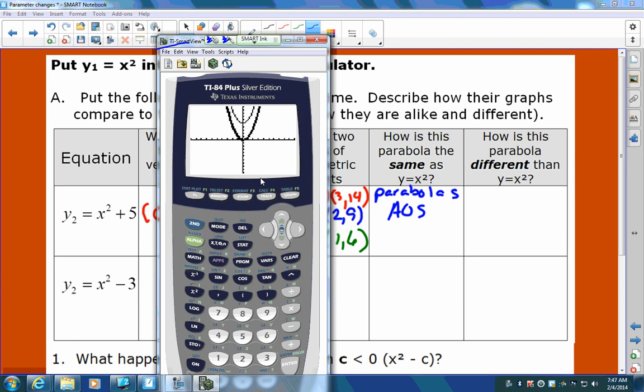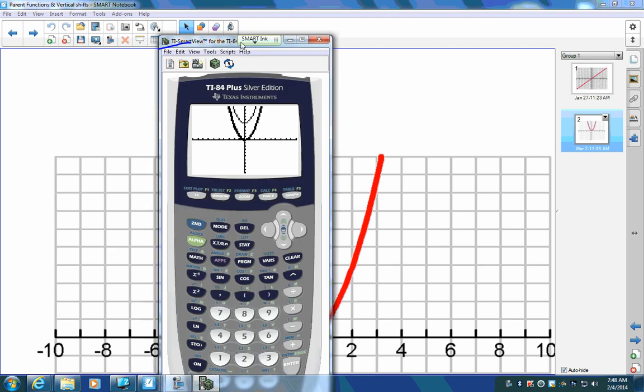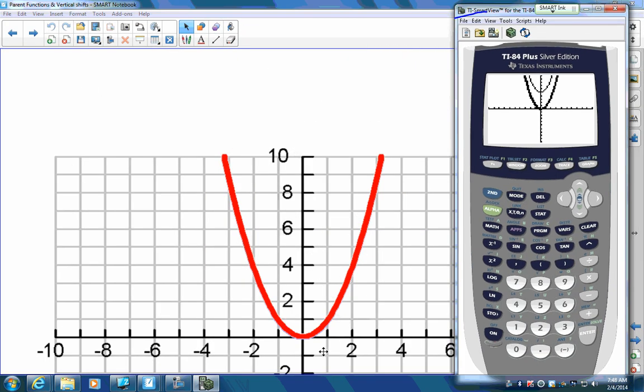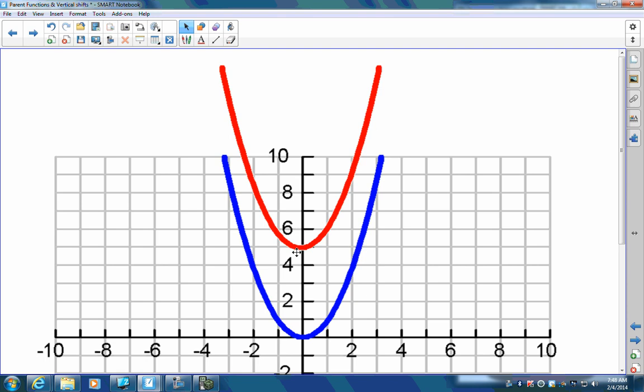There is something else, but I think you guys are going to have a hard time seeing it until I show you this. Look at this. The red right now is my parent function, okay? My new equation, I moved it up to where my vertex is now at plus 5.